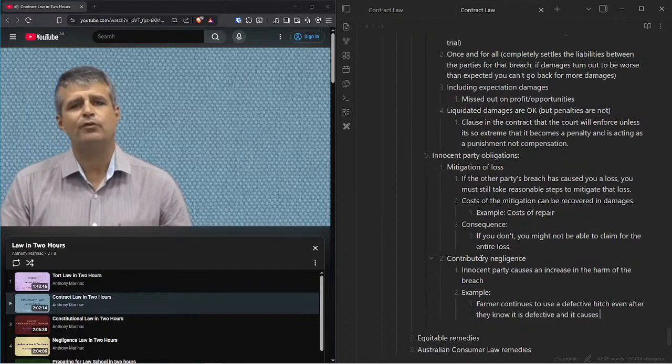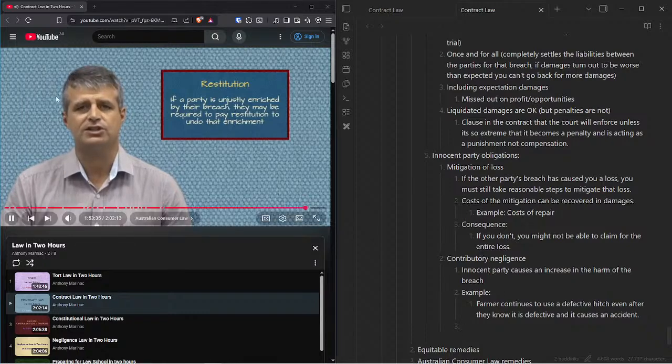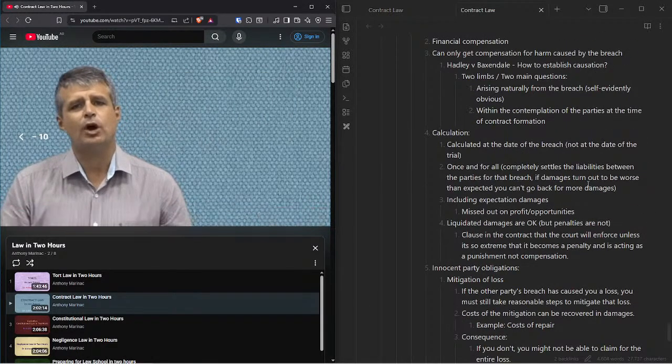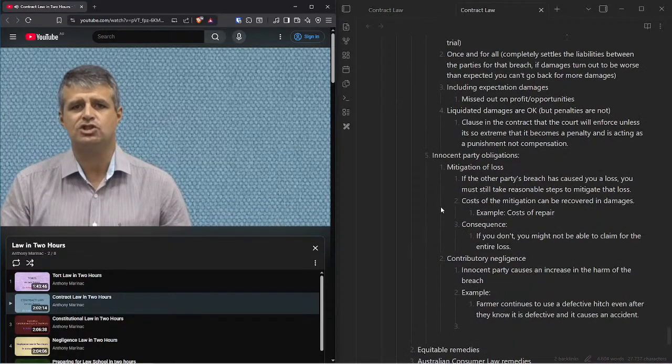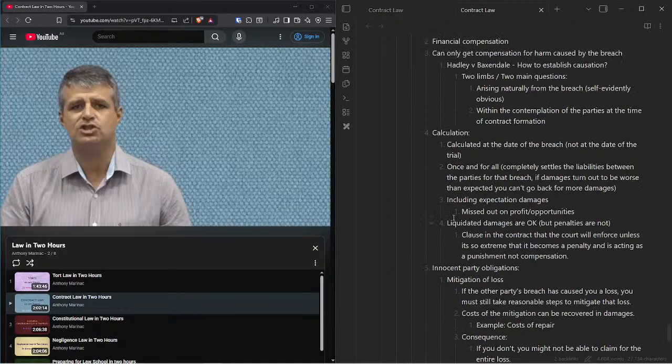A second type of remedy is what we call restitution. Restitution is based on the idea that if a person is unjustly enriched... Hold on. Restitution? Oh, damages. Okay, so that was all damages. Now we're on to restitution.